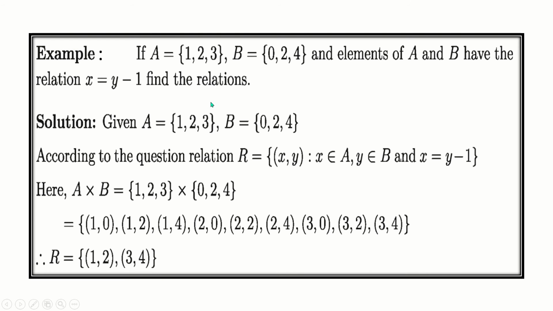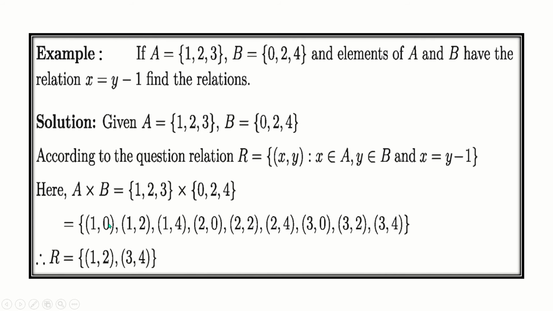This type of math you have already solved in the subject Higher Mathematics. You will just do it again, or that will be a revision class for you. Okay, pick up your CW copy. Here A is given as this and B as this, and the elements of A and B have the relation x equals y minus 1. Find the relation.